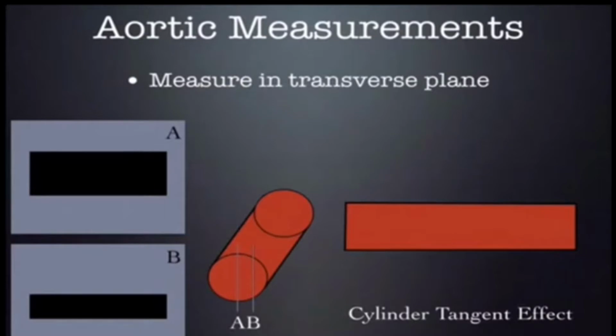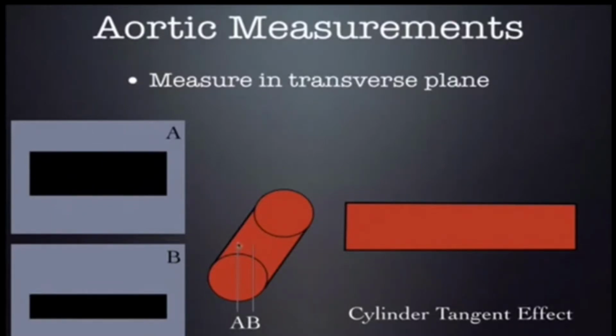And we talked earlier about cylinder tangent effect, and that's a phenomenon that you can deal with when you try to measure the aorta in long axis. Now remember, when you go from transverse to long axis aorta, the image will go from a circular appearance to more of a cylinder appearance. And if the probe is positioned in long axis directly over the midline of the aorta, as is shown here in image A, then you would actually get an accurate measurement of the diameter.